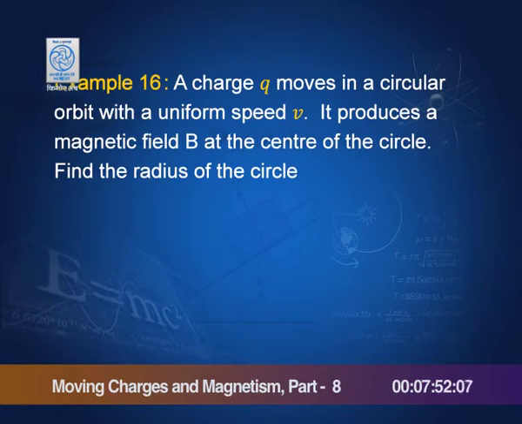Now, a charged particle is moving in a circular orbit with uniform speed v. It produces a magnetic field B at the center of the circle. Find the radius of the circle.